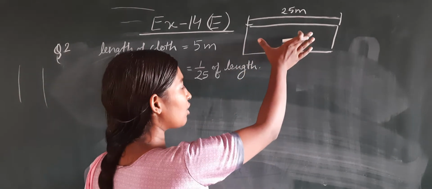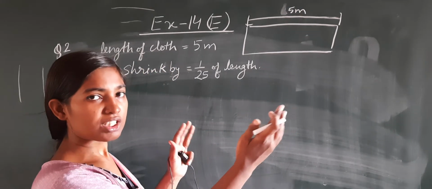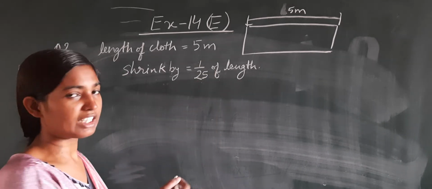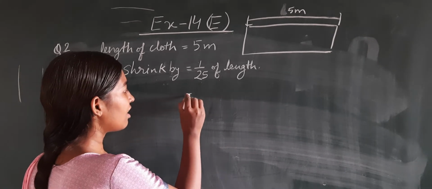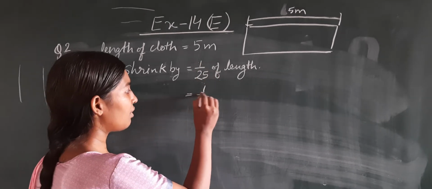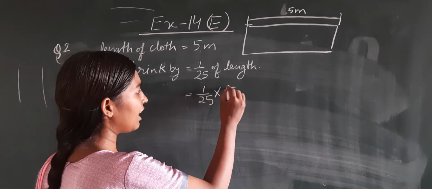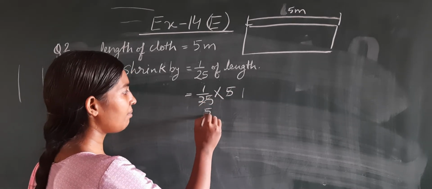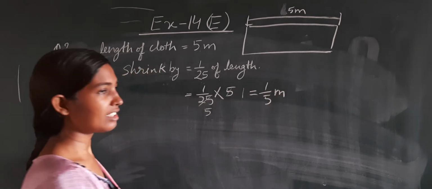So this cloth is also shrinking. This is not 25, this is 5 meter. How much is it shrinking? It is shrinking 1/25 of its length. So first we will calculate 1/25 of its length. 1/25 of means multiply, and the length is 5 meter. So 5 ones are 5, 5 fives are 25, so it means 1/5 meter it is shrinking.